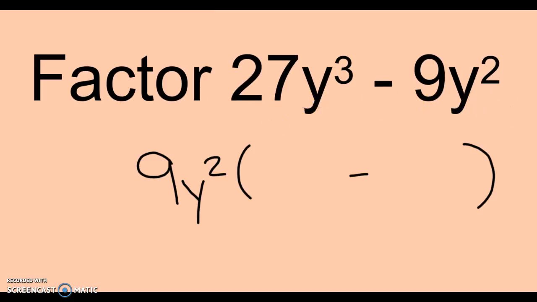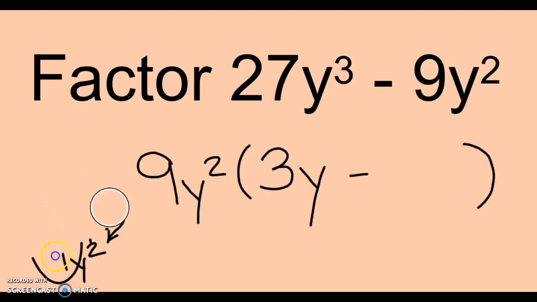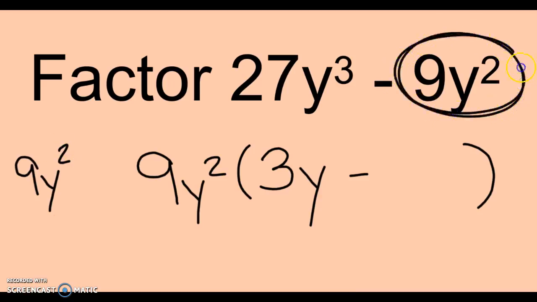So now you think, okay, 27y cubed divided by 9y squared. 27 divided by 9 is 3. Y cubed divided by y squared, you subtract your exponents, so you're left with a y. Now we go back and look at the second term, and we've got 9y squared. 9y squared divided by 9y squared, because that's what we're factoring out. Anything divided by itself, that's the identity property, so that's going to give us 1.